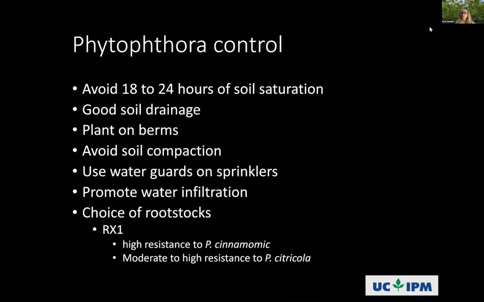You can use water guards on your sprinklers. Try to promote water infiltration, so cover crops can help with this if you have a heavier area that you need to break up that soil.